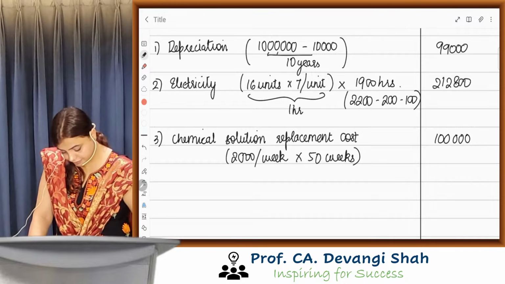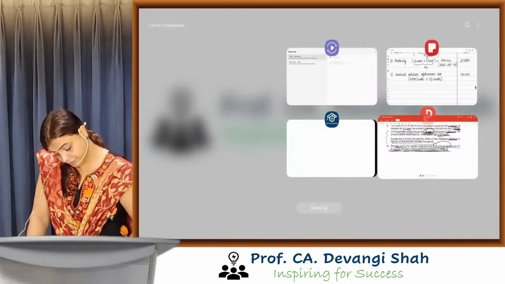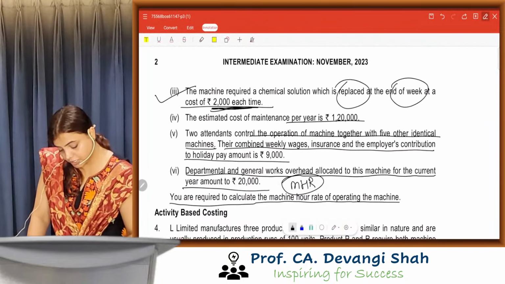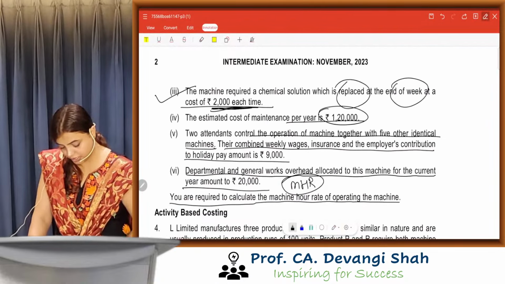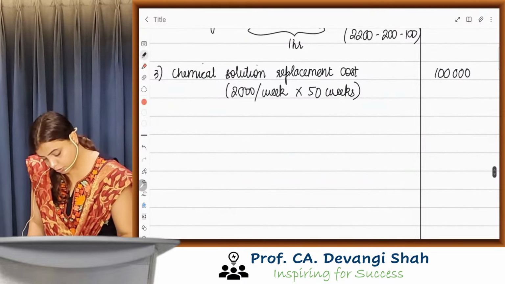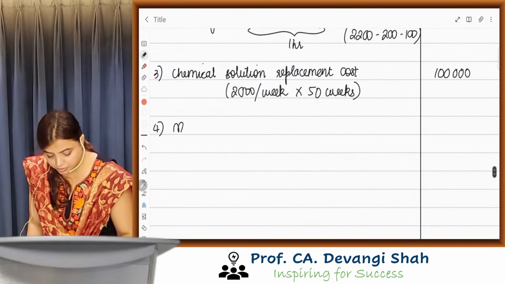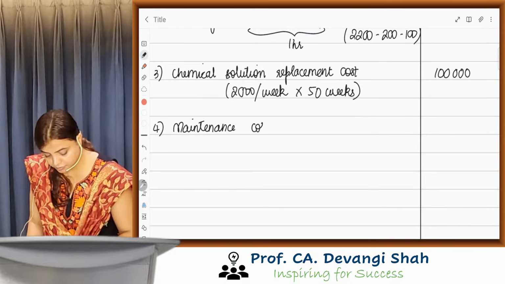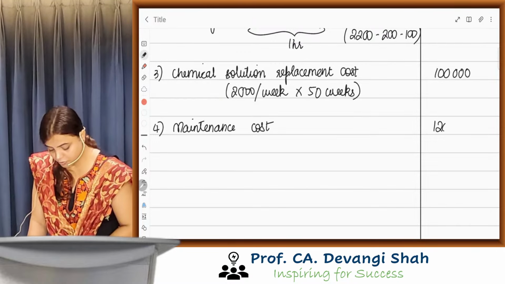Next, third is done. The estimated cost of maintenance is 1,20,000. So there is no working required in this. 1,20,000.